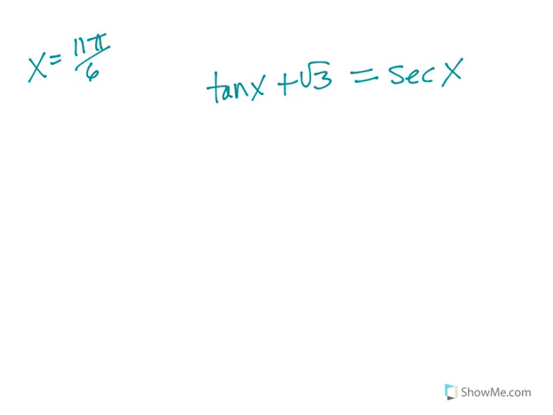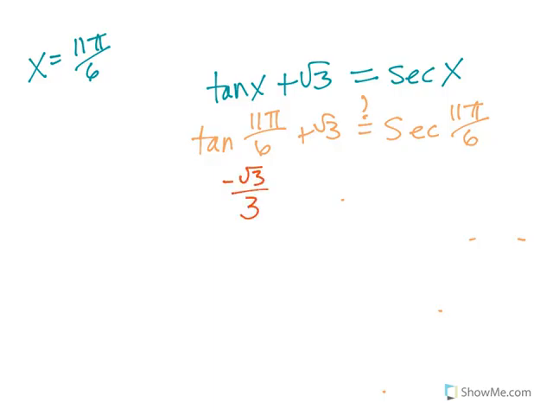Okay, let's try the other one. Let's try 11 pi over 6. So again, we have tangent x plus radical 3 equals the secant of x. Let's plug in our angle. Does the tangent of 11 pi over 6 plus radical 3 equal the secant of 11 pi over 6? On the left-hand side, we know that the tangent of 11 pi over 6 is negative radical 3 over 3. We've done that. And when we add radical 3, we know that this is going to give us a positive 2 radical 3 over 3, because we just did that.